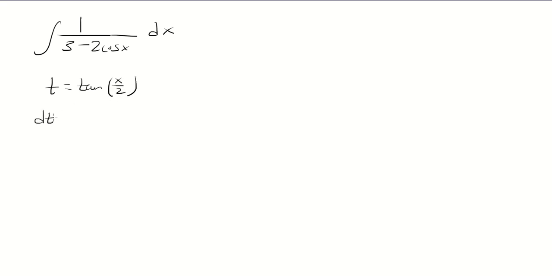And so taking the derivative of t, we're going to take the derivative of tangent of x over 2, which is secant squared x over 2 times a half. So we'll put the 1/2 in front, dx. And so here we want to solve for dx, so we'll multiply both sides by 2. And then we want to move secant squared to the other side. So we're going to multiply both sides by cosine squared.